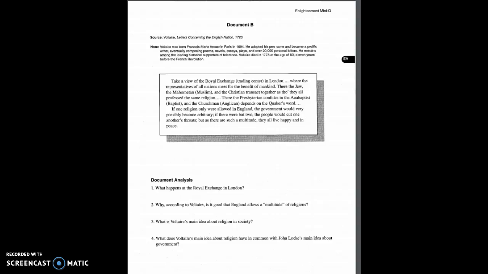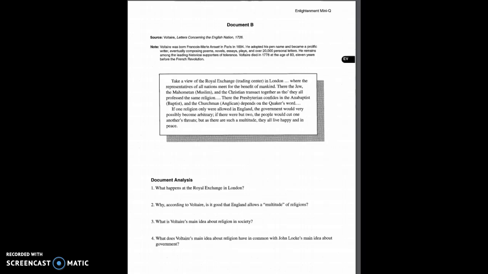Alright, welcome back folks. Now we're going to go ahead and turn our attention to our second document in the Enlightenment DBQ. The question, of course, is posed to us, Enlightenment philosophers, what was their main idea? So reminder, we want to practice good document analysis steps. Make sure that question is written at the top.